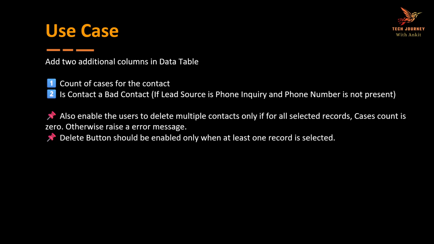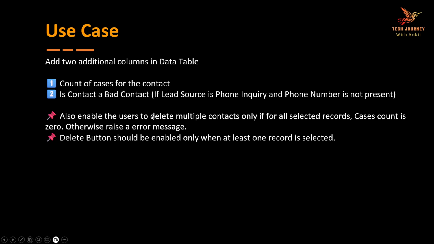So you cannot directly put those columns because there is no column available at the object level, that is bad contact. Definitely you can do that with the formula field, but here we are trying to understand the use case with respect to the wrapper class. So we will see how with respect to the wrapper class we can create an additional column as a bad contact, and how we can count the cases and put that as an additional field.